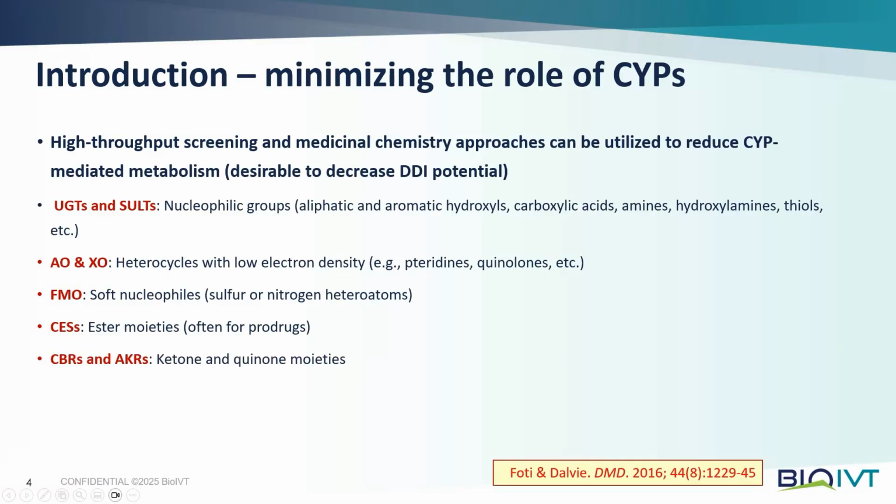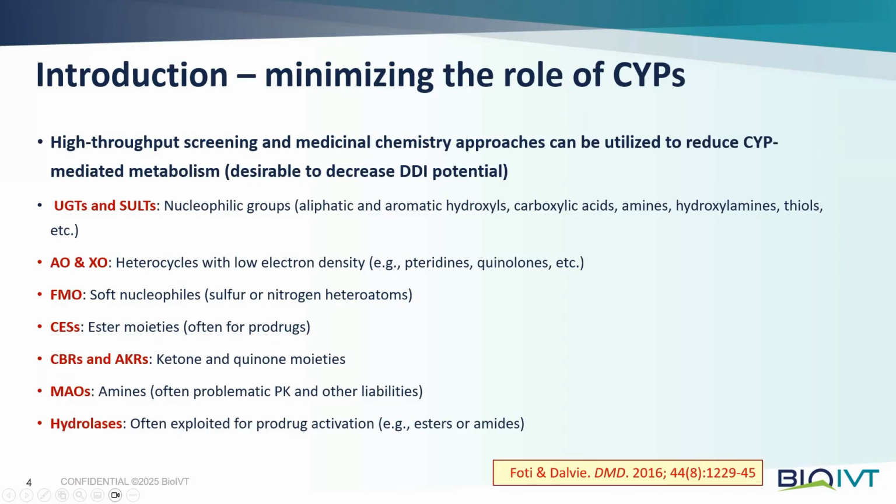So for carbonyl reductases, CBRs, and then aldo-keto reductases, or the AKRs, introduction of ketones and quinone moieties, you could also potentially include the NQOs in this group. And then for monoamine oxidases, these are mainly amines, like the name implies. These often have problematic PK and other liabilities, but I will mention in brief how to approach those. And then finally, hydrolases. So these are literally hundreds of enzymes. They're often exploited for prodrug activation. And so, for instance, ester and amide prodrugs, and I'll cover one example of that in a little bit more detail later.